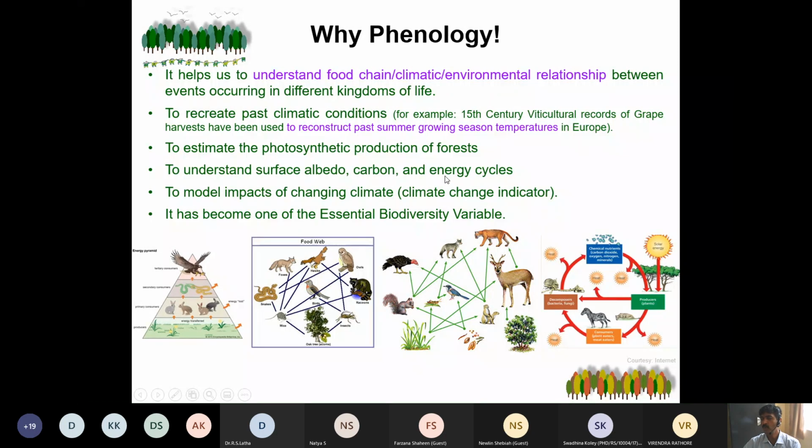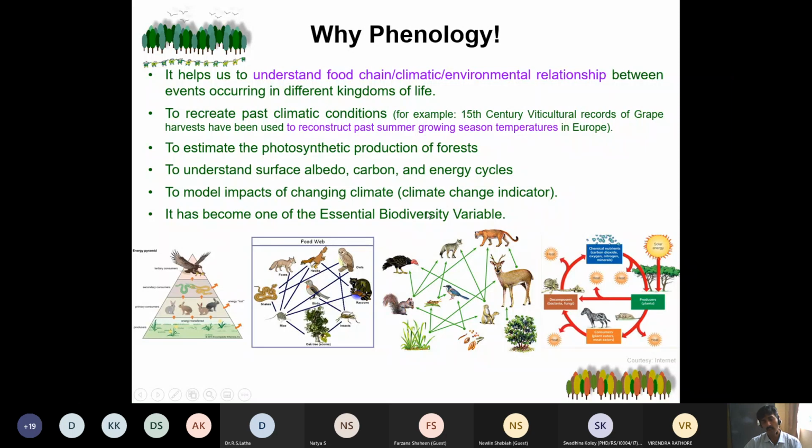Now, earlier people used to calculate only the circulation model, considering the wind pattern and evapotranspiration. Now people are seriously considering the role of phenology-induced carbon absorption and the energy and water cycle in their models, right?